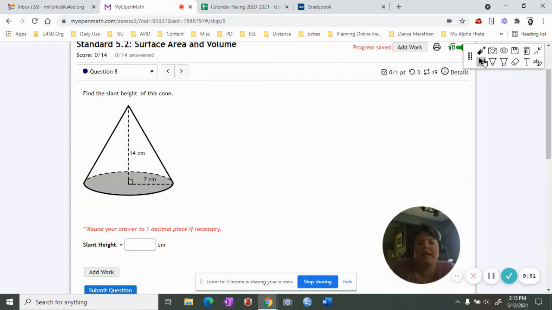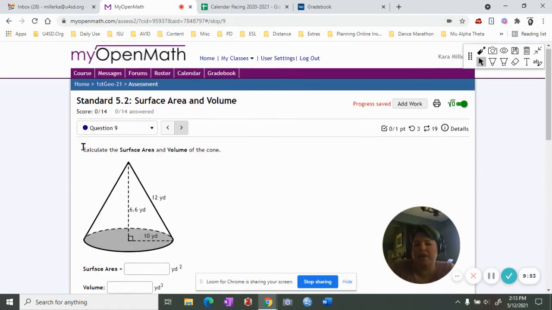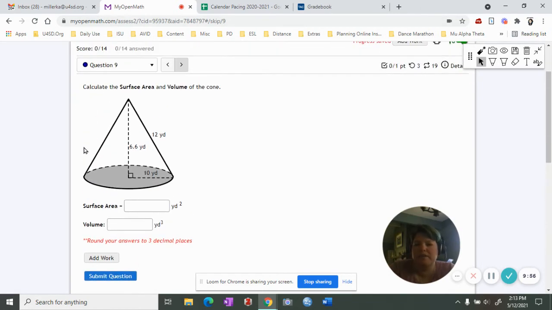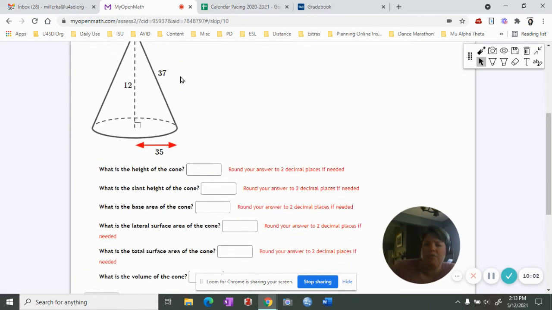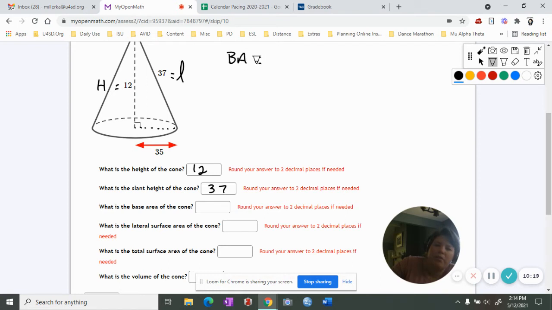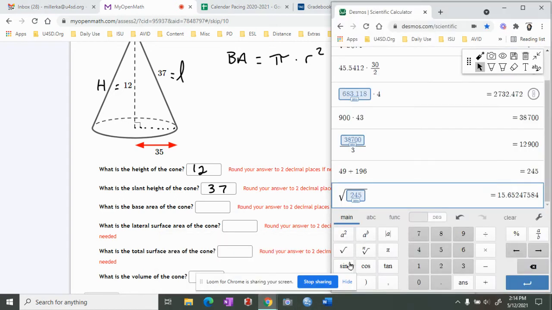Let's take a look then at surface area and volume of a cone. Here we go. Our height we are given, that is 12. The slant height is 37. The base area, my radius is 35. Base area of a cone, remember, is pi times the radius squared. So 35 squared times pi.